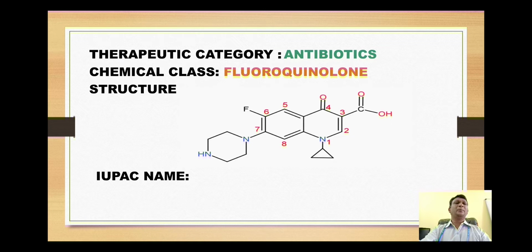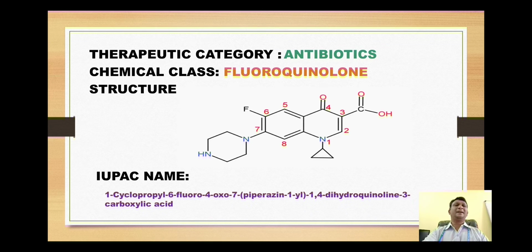If we look at the IUPAC name, we can find that here is the presence of a cyclopropyl group at position number 1. At position number 6 we have presence of a fluorine, so it is 6-fluoro. On position number 4 we have a doubly bonded oxygen, so it is called as oxo. On position number 7 we have a heterocycle, that is piperazine, and it is attached with its position number 1. So on 7 it is called as piperazin-1-yl.